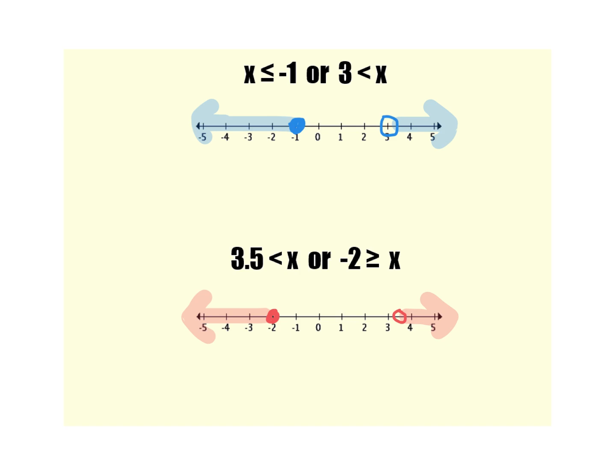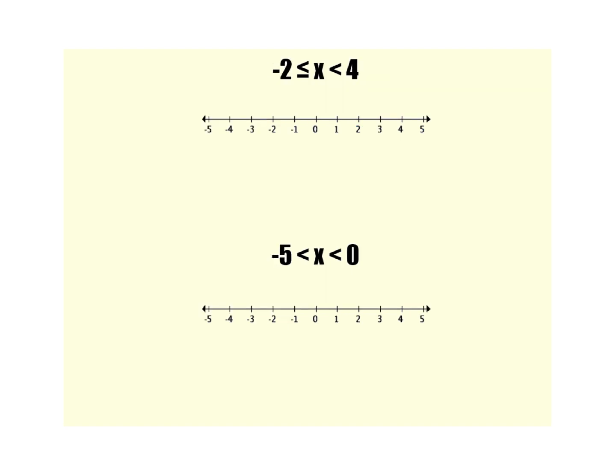Now with an and inequality, it'll look slightly different as well. The and inequalities can be written as a single inequality where it has basically a minimum and a maximum. So as we go through and look at these statements, we have -2 is less than or equal to x. So that means -2 is one of our possible answers. And then x is less than 4. So 4 is not a possible answer, so it gets an open circle.